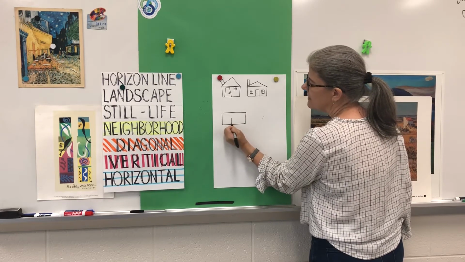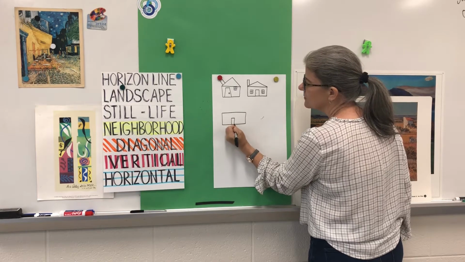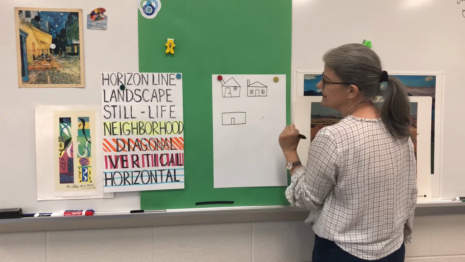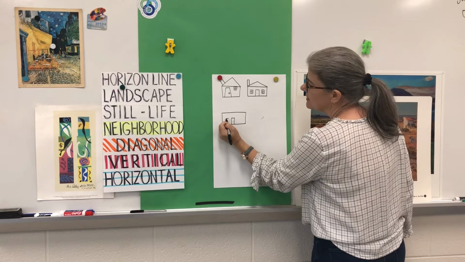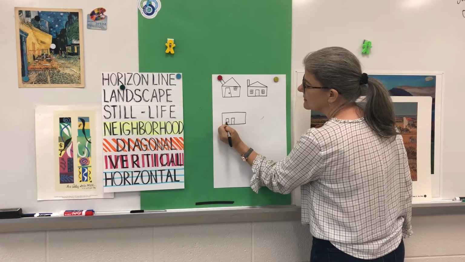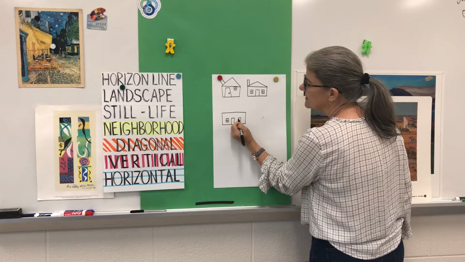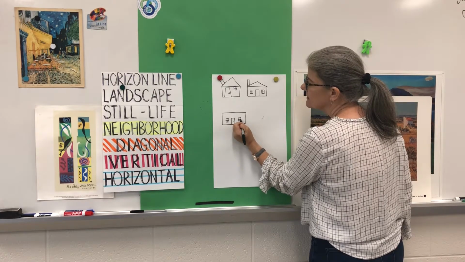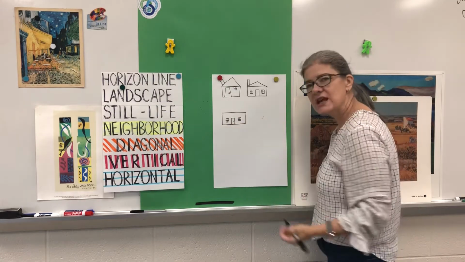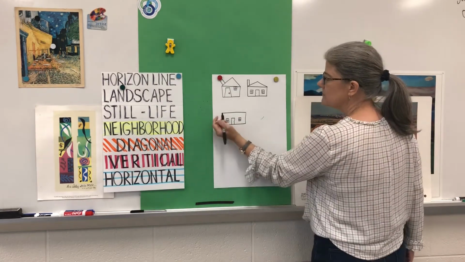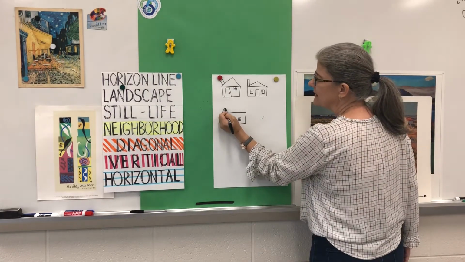I'm going to add a door in the middle. Tiny doorknob, just like this house. I'm going to put a window on either side. The house that I live in is very small, and it looks a lot like this. But I'm going to change the way the roof looks. I'm going to angle it in a little bit.